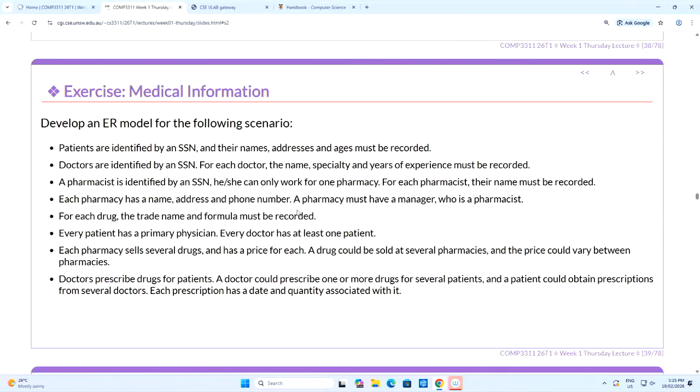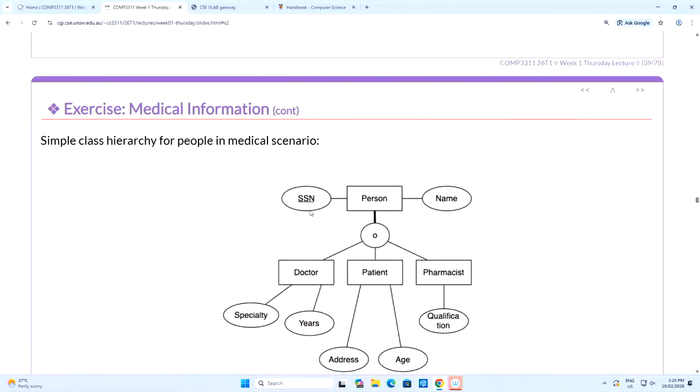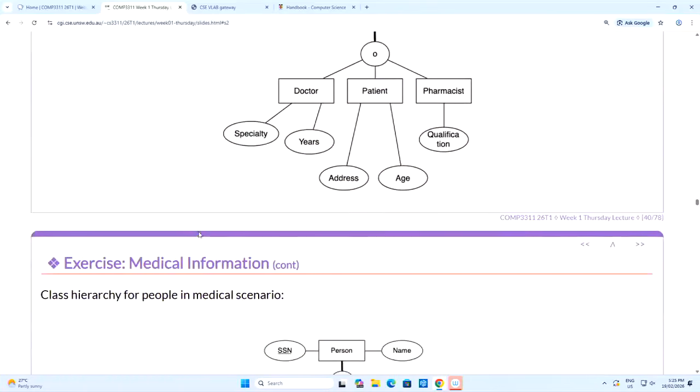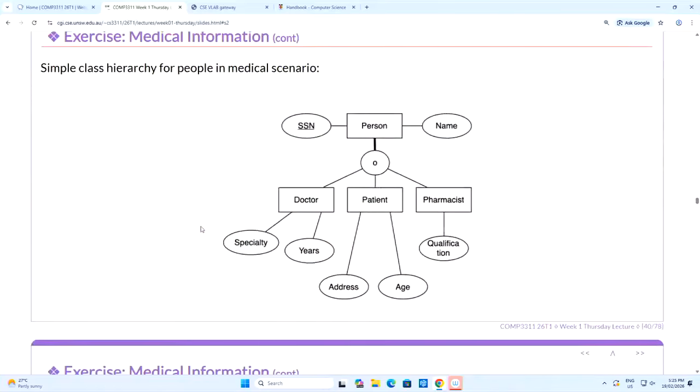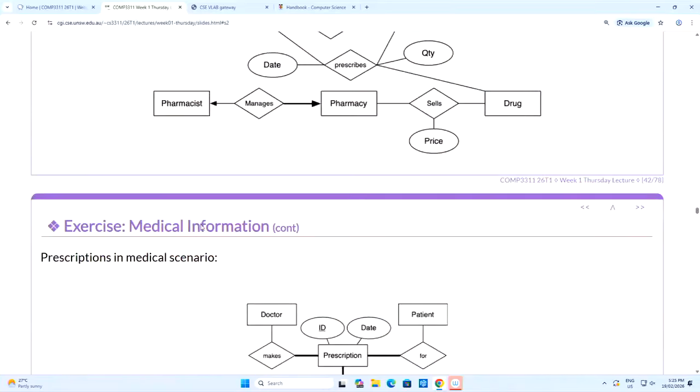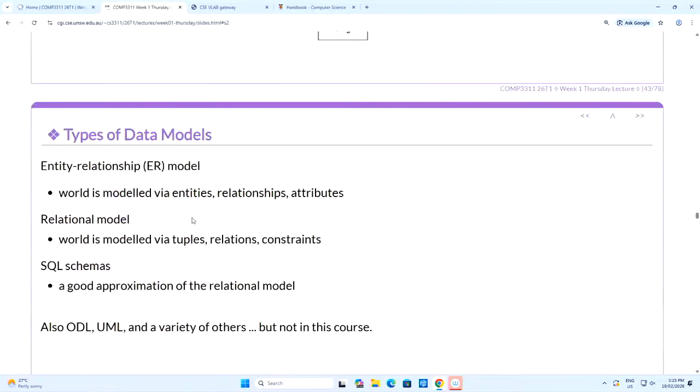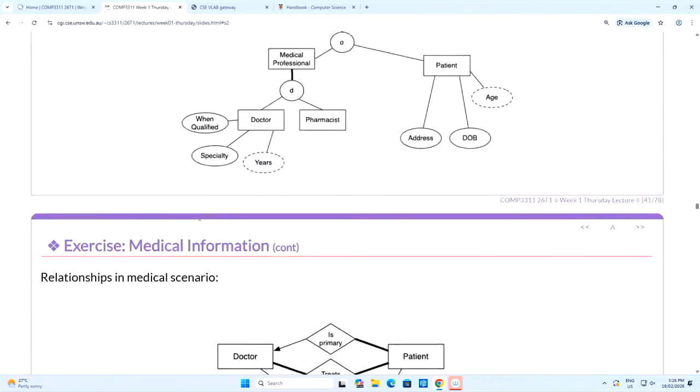Whether or not they have weak entities, you need to really read the description to decide. And sometimes it's a design choice. You can design them as weak entities, and sometimes you can design them as strong entities. It depends on what you do with them. Okay, so you can do them in your own time.